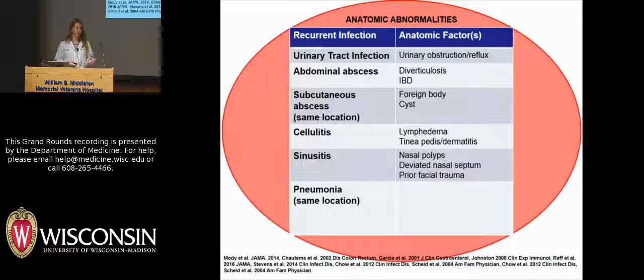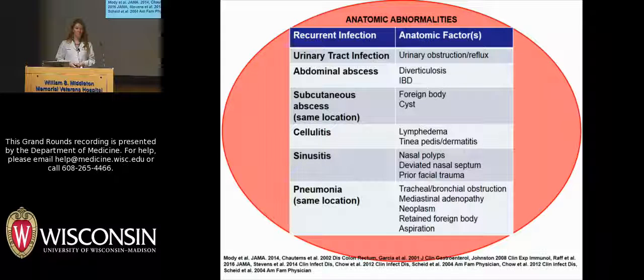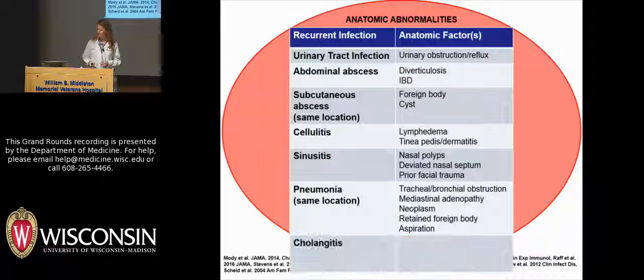Pneumonia, and this is pneumonia in the same location, the same pattern. Looking for obstruction, tracheal or bronchial obstruction. Is there mediastinal lymphadenopathy? Does the patient have a post-obstructive pneumonia with a neoplasm? Is there a retained foreign body? Or is there aspiration? We see this commonly where patients will have an anatomic abnormality and have recurrence of aspiration and recurrence of pneumonia. Cholangitis, looking for biliary obstruction. And the majority of these recurrent infections don't need further evaluation for primary immunodeficiency because there are anatomic factors that underlie the cause of these.